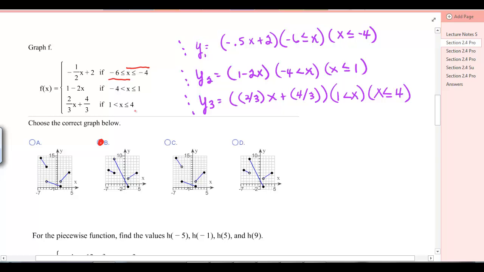You would also want to change your window so that your x-min was at -7, your x-max was at 5, your y-max was at 10, and there you're at -2. That way you can get this exact window. All right.